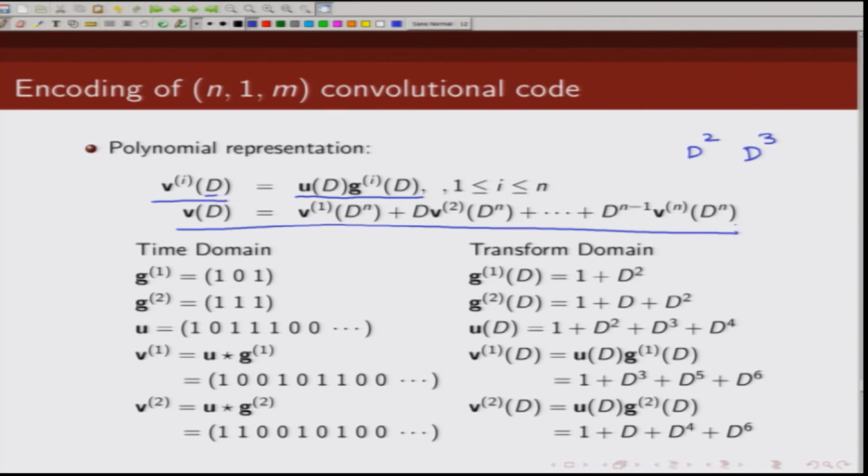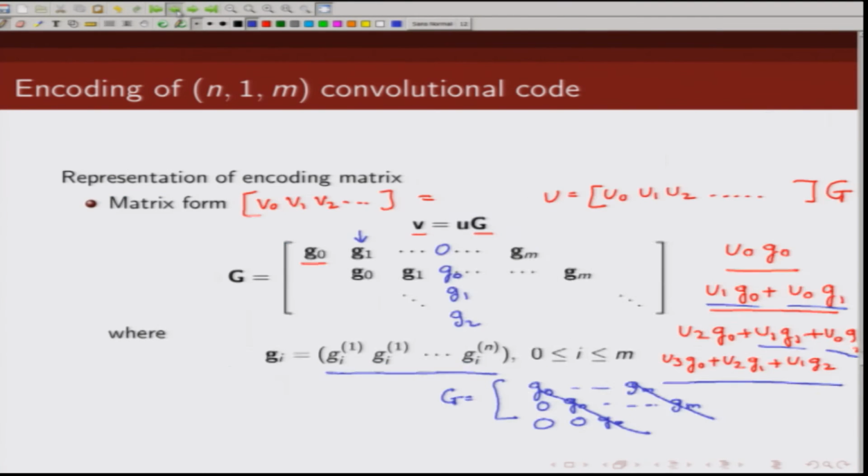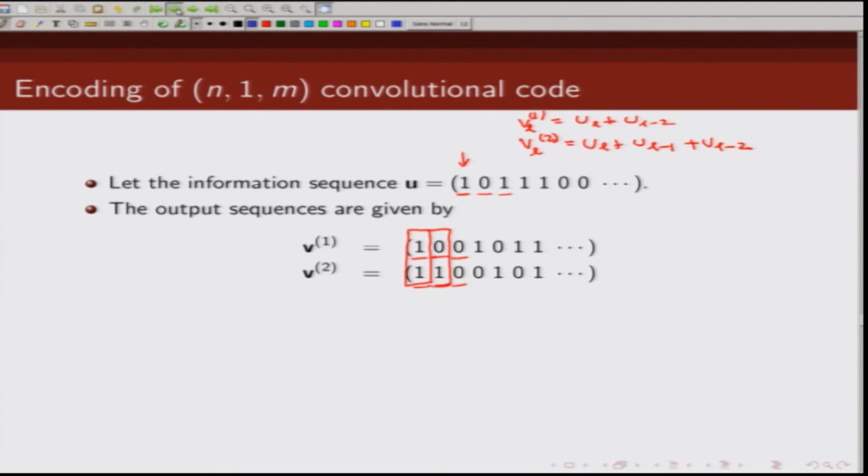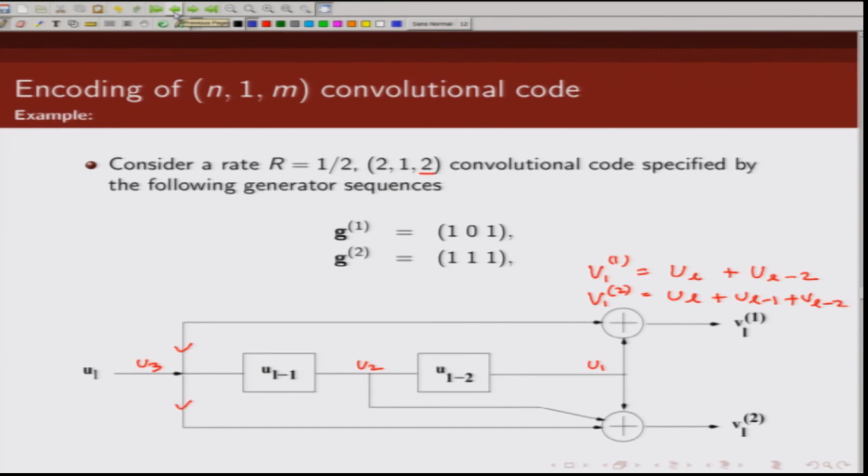So, we will take the same example that we were considering. I will just go back and show you again the convolutional encoder. So, this is the convolutional encoder that we are considering. We have one input, we have two outputs. Output depends on past two inputs. So, basically memory order is 2. G1 is given by this, G2 is given by this. These are my output sequences V1, V2.